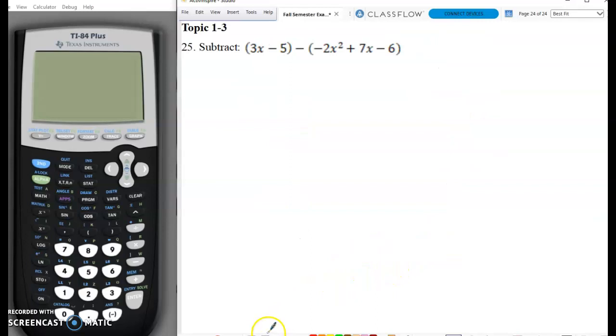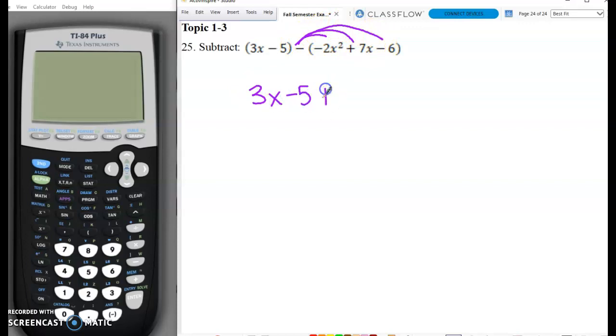And then we actually see up to 25. We forgot about 24. Oh well. So this is similar again to what we saw earlier. So we're going to do the same thing. We're going to distribute this negative because we're subtracting. And the 3x minus 5 is good as is.